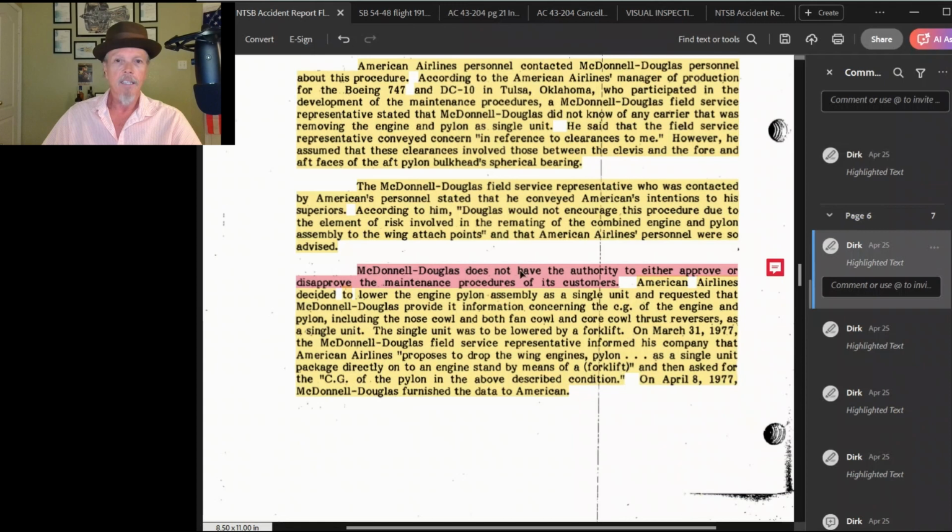So McDonnell Douglas does not have the authority to either approve or disapprove the maintenance procedures of its customer. Just because they don't recommend it, they can't tell them not to do it. It's up to American to do what they want to do.